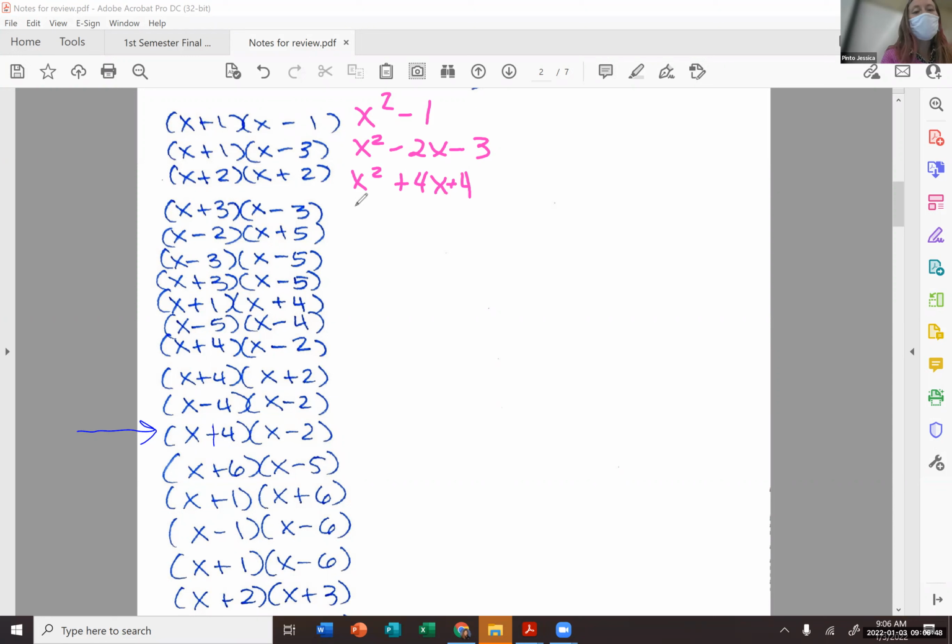I forgot the plus sign. Wonderful. Next one, Keegan. The 3 and the -3. X squared minus 9. Good. Hannah, thank you. X squared plus 3x minus 10. Plus 3x minus what? 10. Good. And then we've got Maddie.